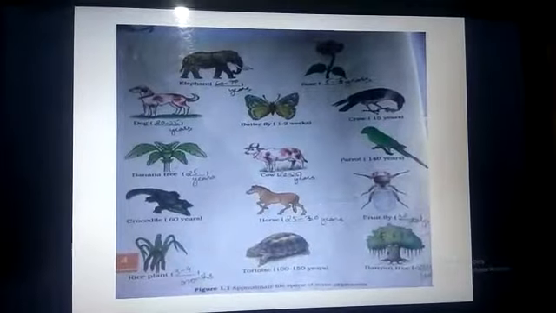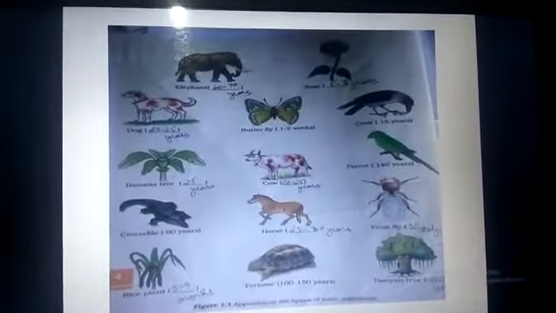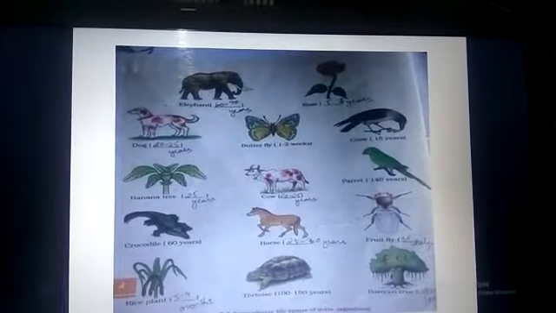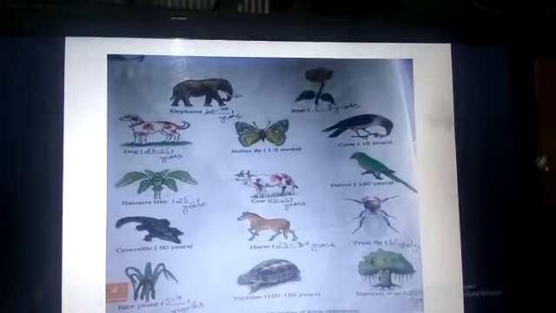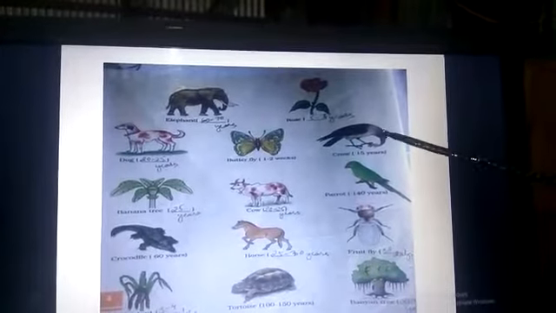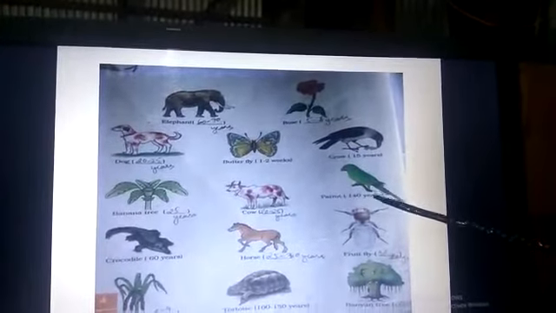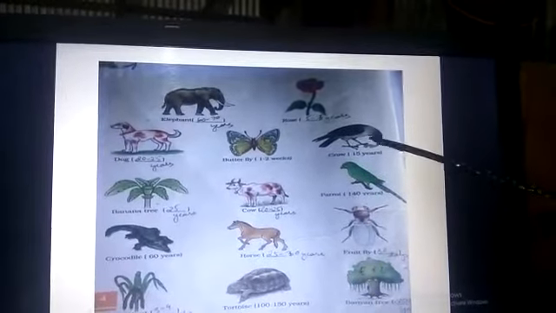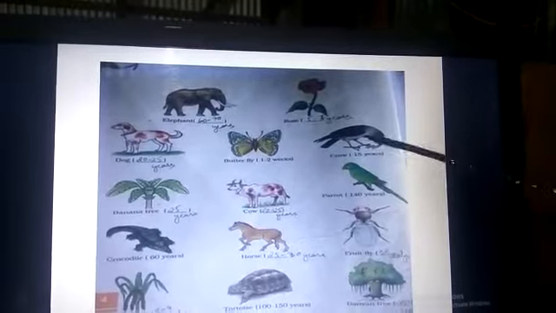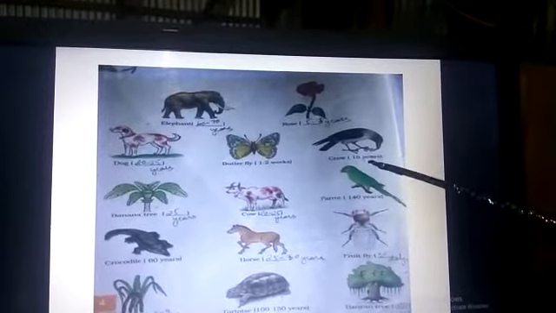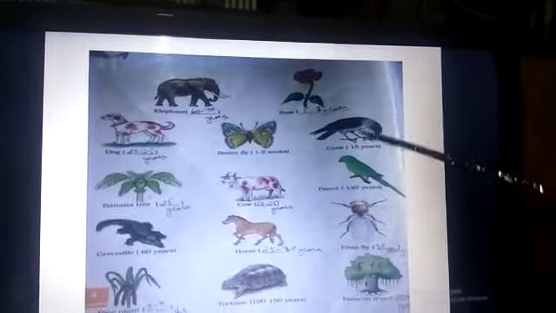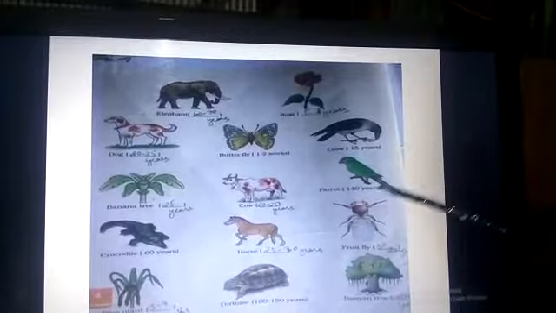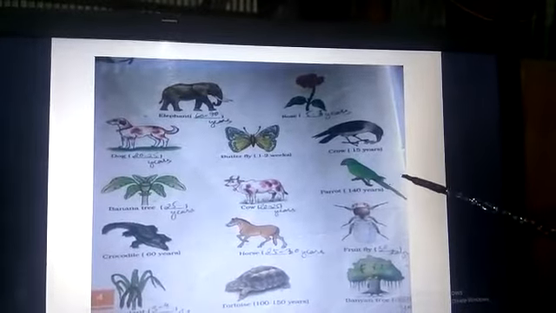Now let's look at the picture of different species or individuals showing different lifespans. I will ignore the rest and concentrate on the two species, that is crows and parrots. If you look at the size of crow and parrot, they are almost similar in their body size, but if you look at the lifespan, the crow has only 15 years, but the parrot has 140 years.